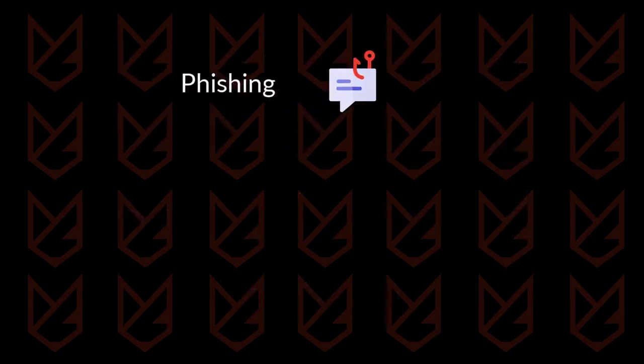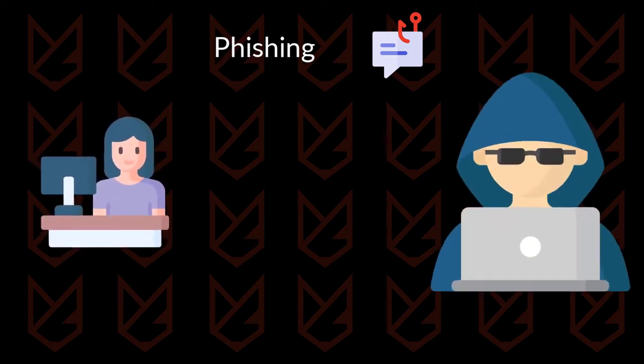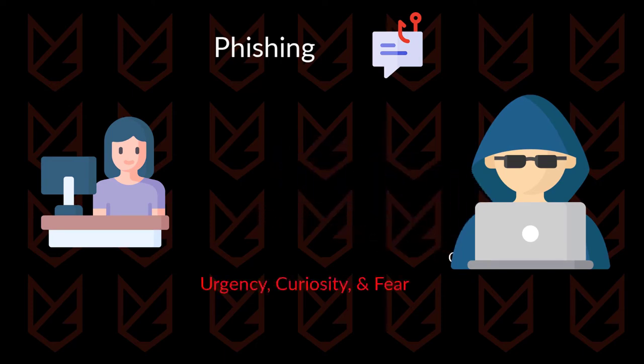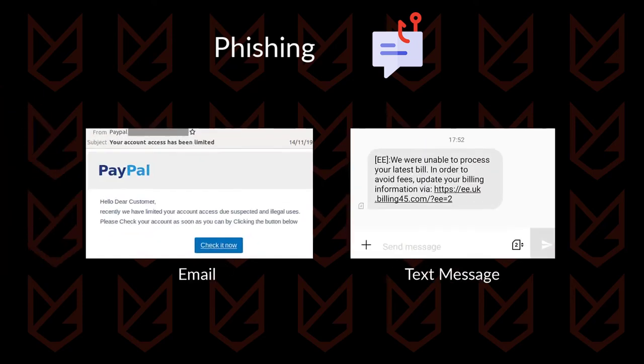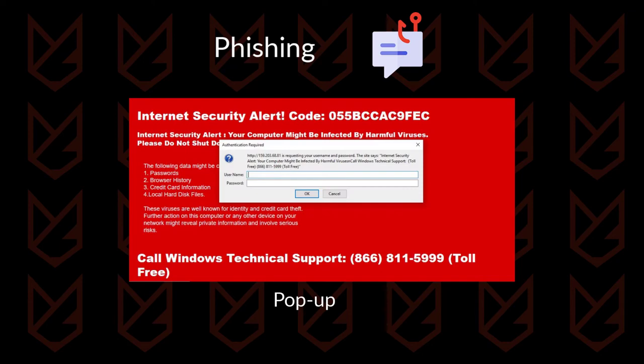Phishing. It is the most common social engineering attack. In this, the victims are tricked into providing confidential information by creating a sense of urgency, curiosity, and fear. Phishing is usually conducted through emails or text messages. It can also be done via catchy pop-ups.